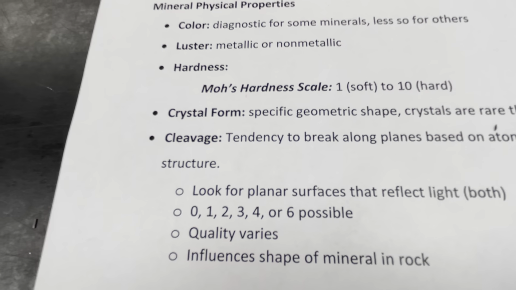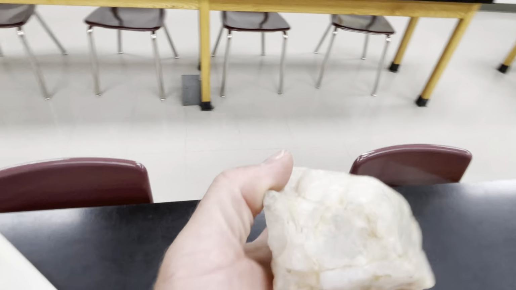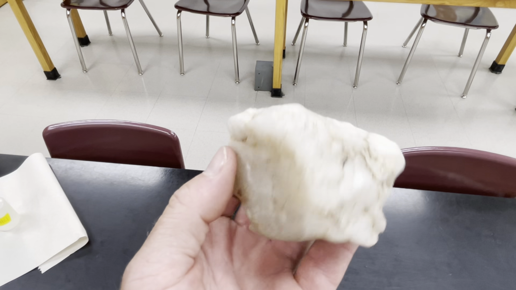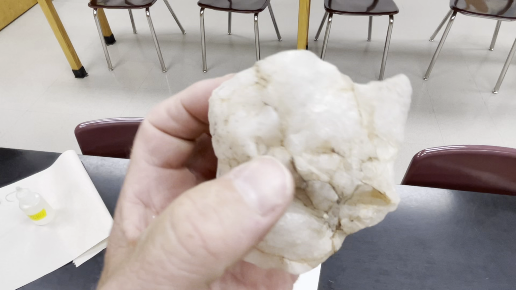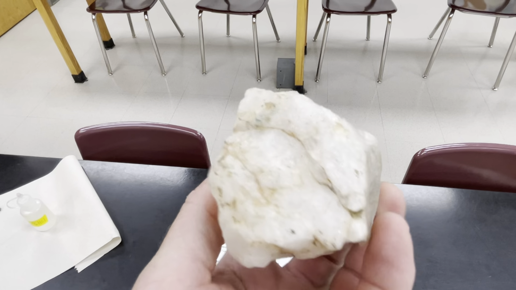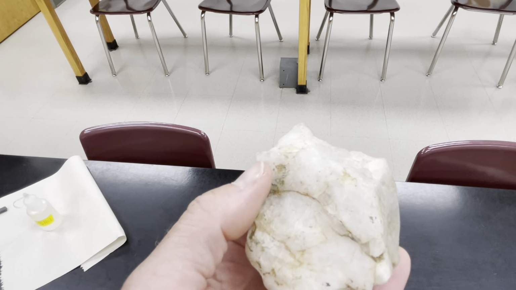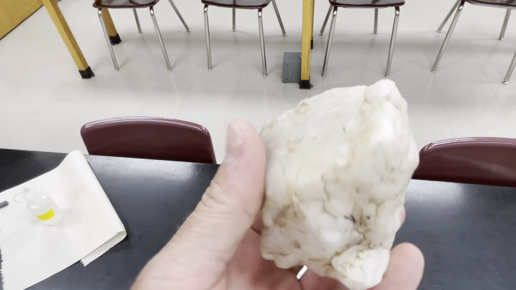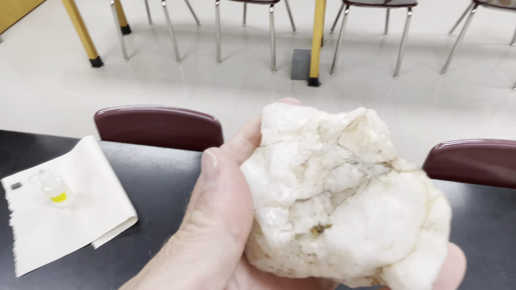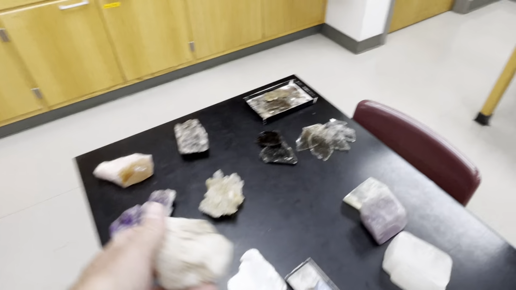But this will influence the shape of the mineral in the rock, and that's why it's kind of important. So, for example, quartz, if we pick up our more common piece of quartz, a non-crystalline form, and I rotate this in the light, you can see that there's a little bit of reflection in there, but none of the surfaces look very planar or flat. They're kind of irregular, and there's just not a reflective quality there. So this would be an example of a mineral that has no cleavage planes, good old quartz.